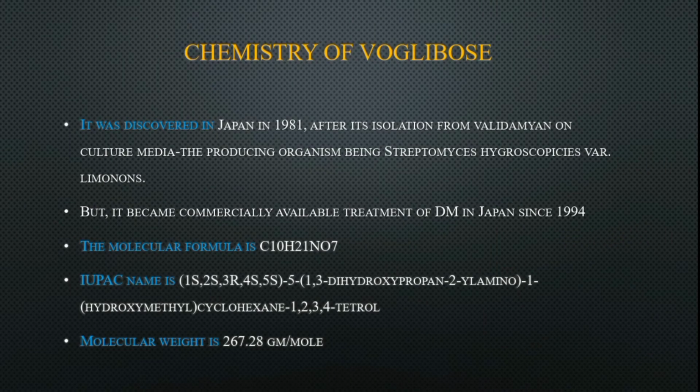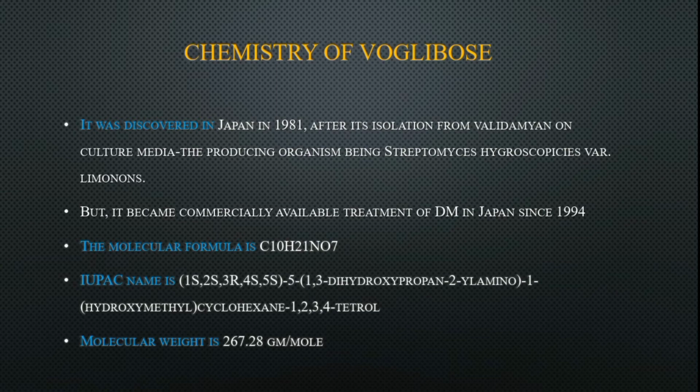Now coming to the chemistry of Voglibose, it was discovered in Japan in 1981 from the isolation of the validamycin drug on a culture media. That culture media is Streptomyces hygroscopicus var limoneus. From this producing organism, from the validamycin drug, Voglibose was discovered. It became commercially available for the treatment of diabetes mellitus in Japan in 1994.